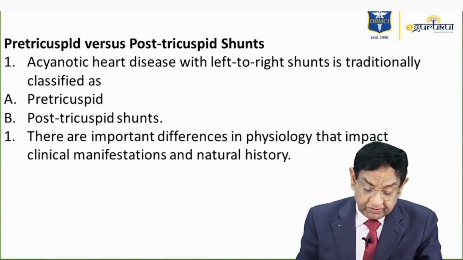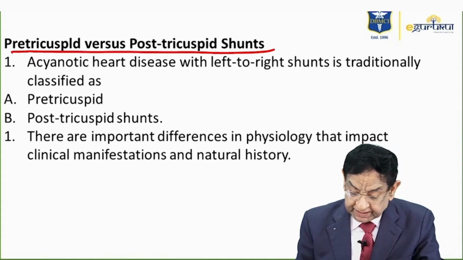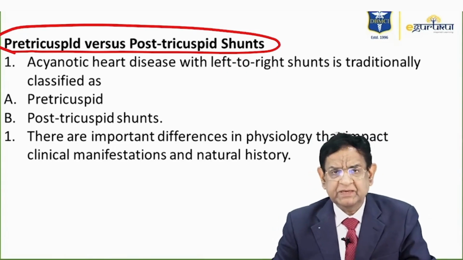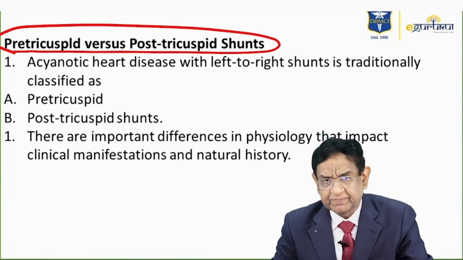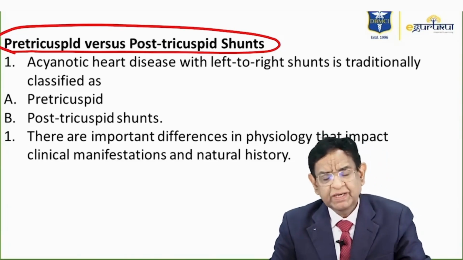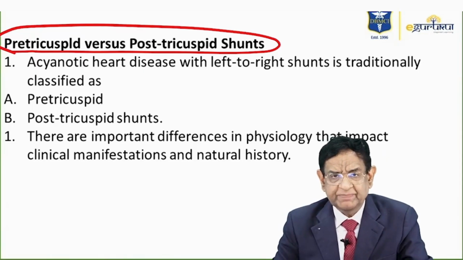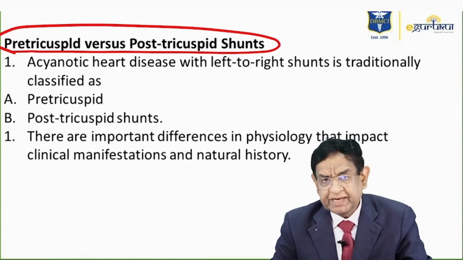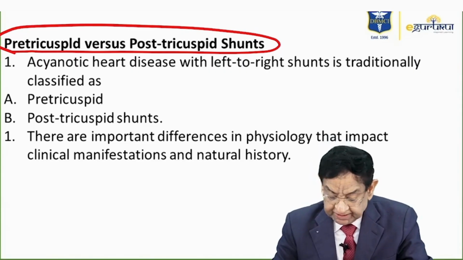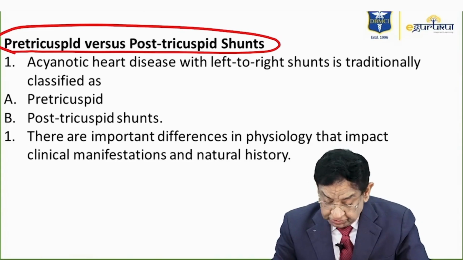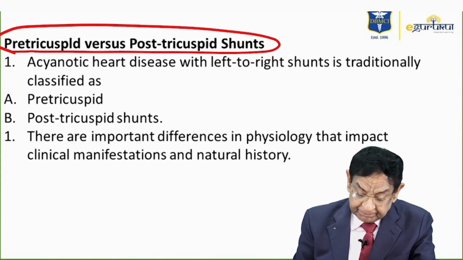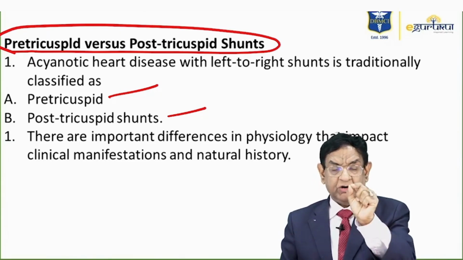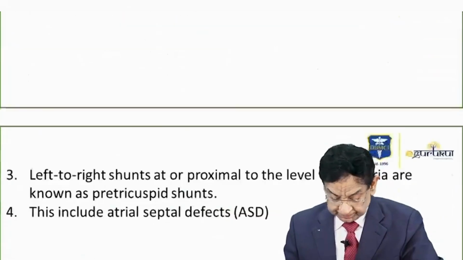So now, pre-tricuspid versus post-tricuspid shunt. Most of you are hearing this term for the first time. We have been talking about left to right shunt from very early, maybe in the first year of MBBS we are taught. But today we got an additional word, pre and post tricuspid shunt. And we also learned that in pre-tricuspid and post-tricuspid, there was a difference in the oxygenation.